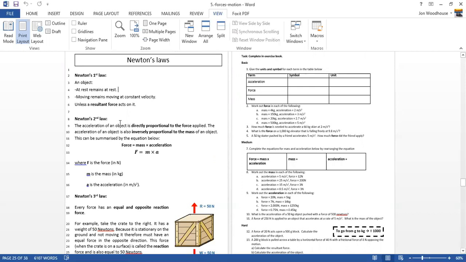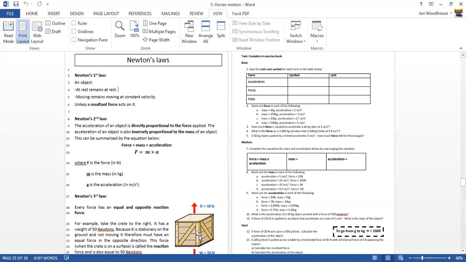And that says that the acceleration of an object is directly proportional to the force applied. The acceleration of an object is also inversely proportional to the mass of an object. So basically, if you take an object like a box, a crate here, and push it with a big force, it will accelerate at a large rate. If you push it with a small force, it will accelerate at a much lesser rate.